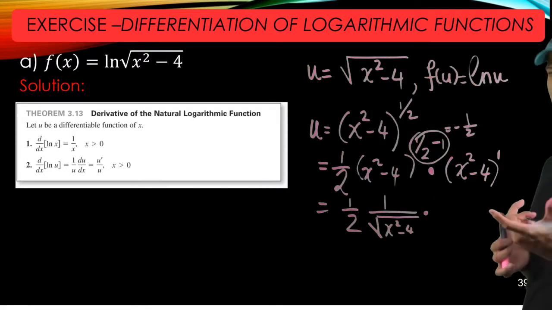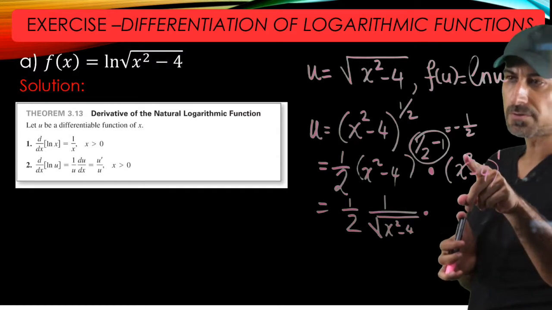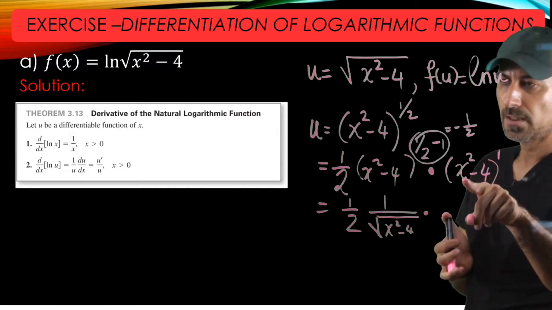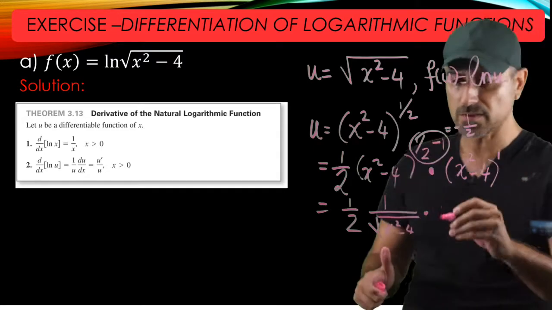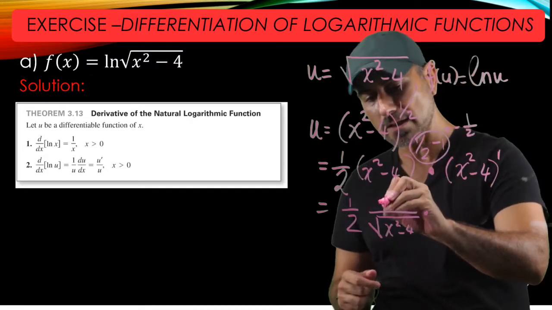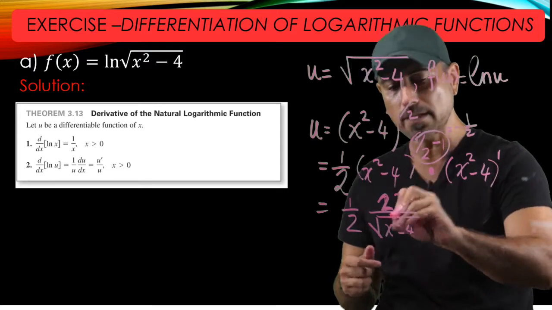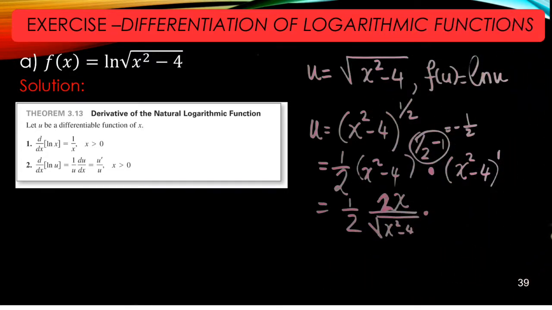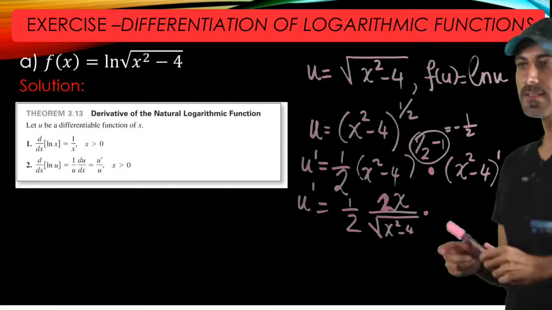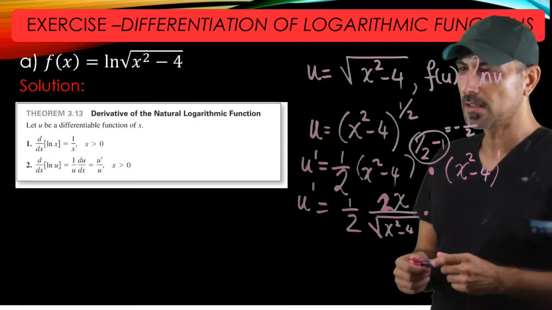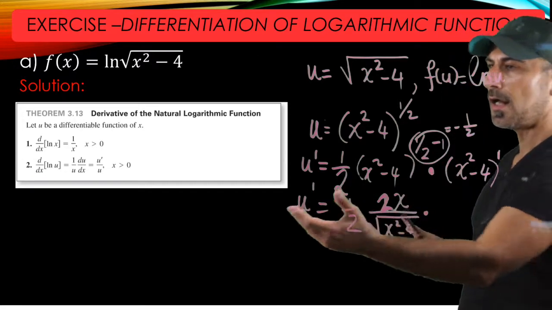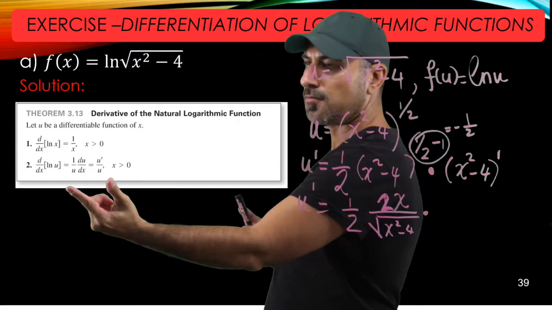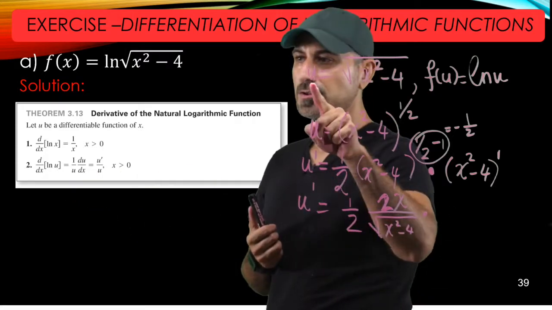We're going to use the power rule for the inside. So the derivative of x squared is 2 times x. The derivative of a constant is 0, so the derivative of this is just 2x. Let me just write that here. Since we're multiplying, it's 1/2 times 2x over the root of x squared minus 4. All right, so the derivative of u is given in this form. And now we're just using this formula for this u prime and for this u here.